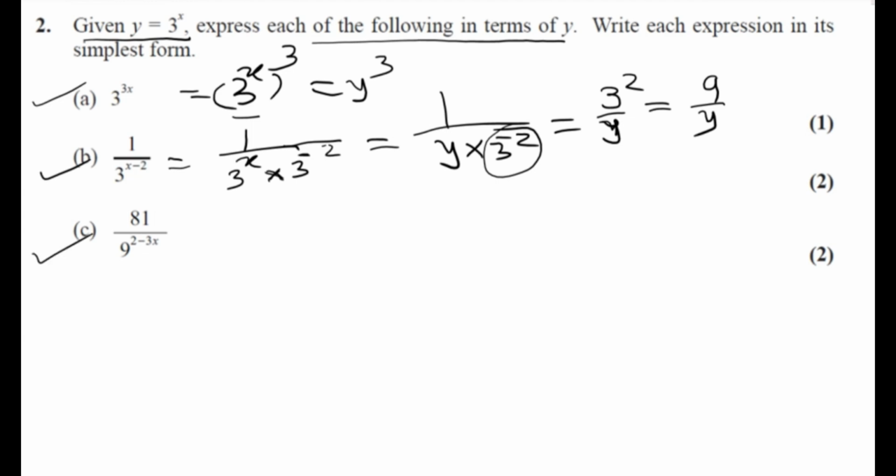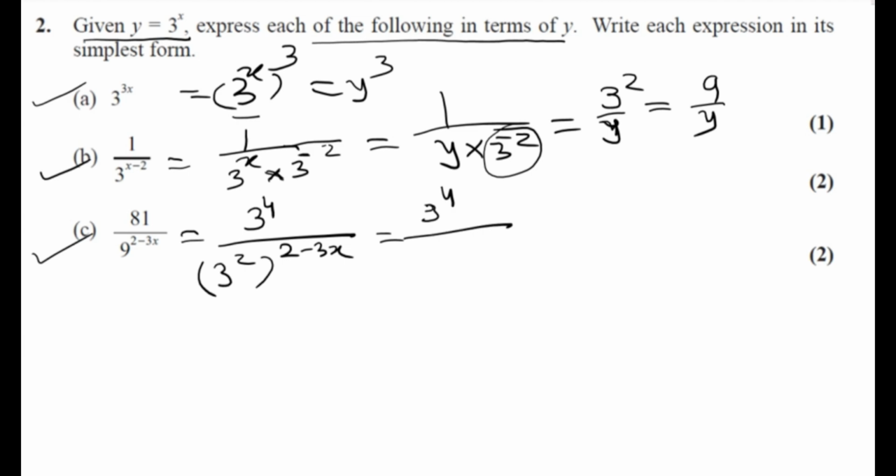Question C. 81 over 9 to the power 2 minus 3x. Now here, because we have to substitute the value 3 to the power x, I will convert everything into powers of 3. So I know 81 is 3 to the power 4, 9 is 3 squared, and the whole power is 2 minus 3x. By using the indices rule, I have to multiply the powers. So 3 to the power 4 over 3 to the power 4 minus 6x.